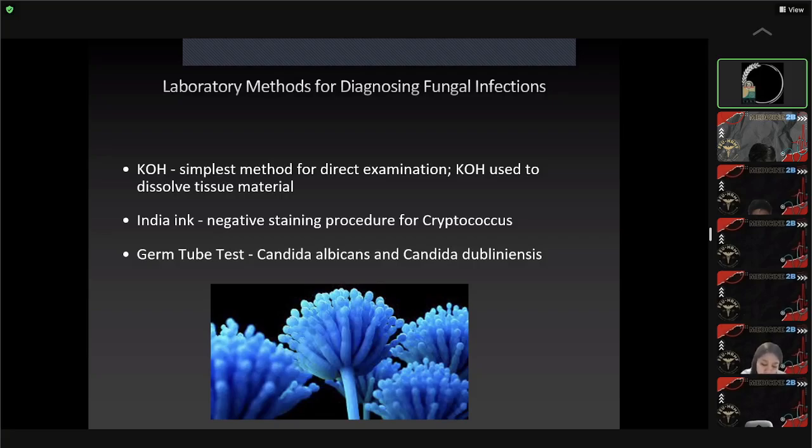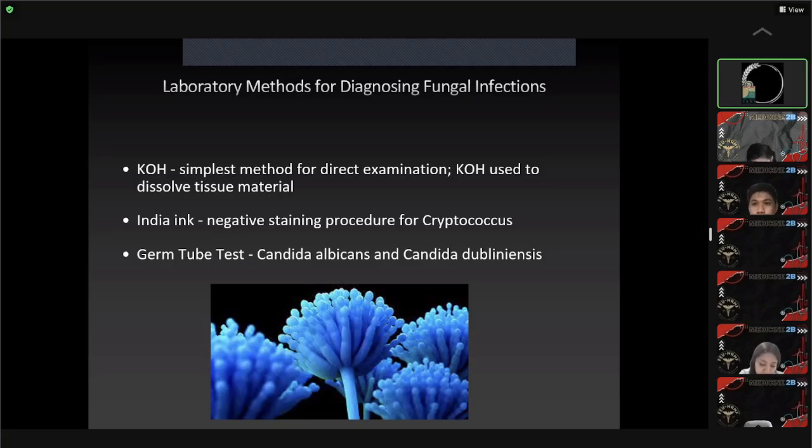Okay, because it will dissolve tissue material, not necessarily the cells, but those connective tissues that bind the cells or the epithelial cells. So once that is dissolved, you will see the fungal elements. They will be reported as presence of fungal elements.